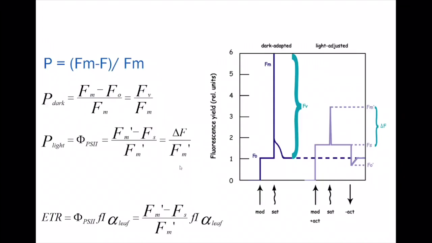If you measure Phi PS2, you can actually use it to calculate electron transport rate. You do need to know the light incident on the leaf, I, the absorption, so how much of that incident light is absorbed by the leaf, and then how much of that light is absorbed by PS2. If you have that information, you can calculate ETR.